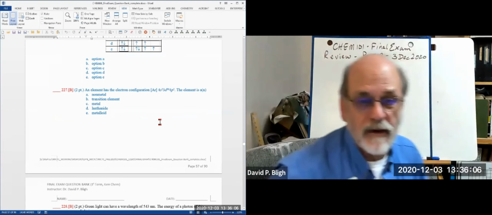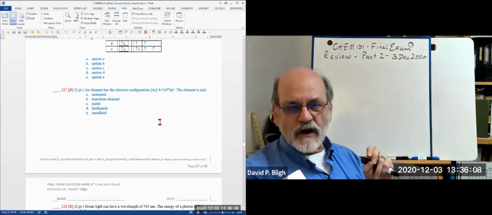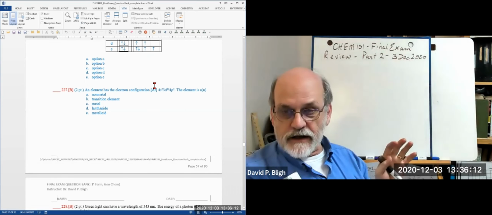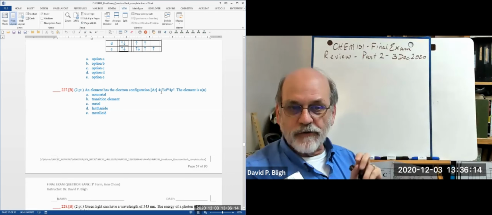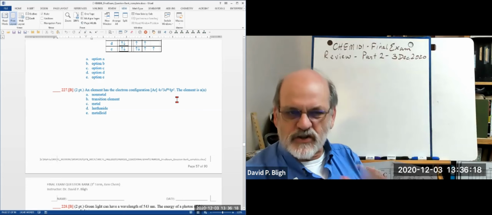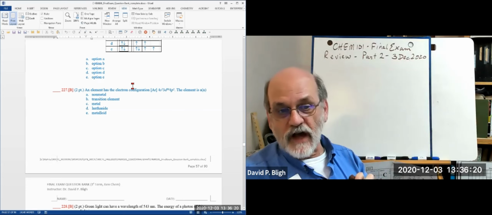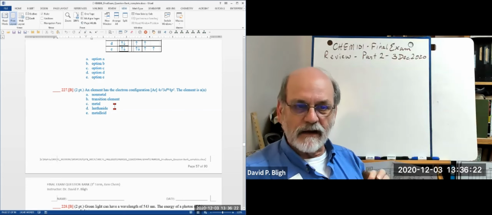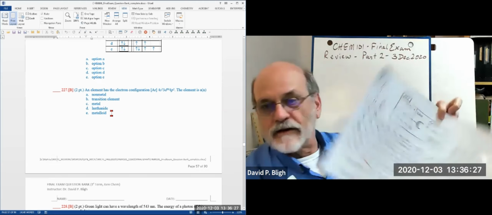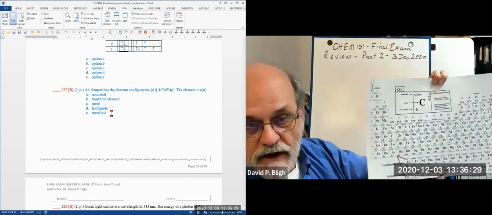Okay, we got another one. An element has the electron configuration, in shorthand, argon is the core, then we have 4s2, 3d10, 4p2. All right, so how do you find out whether it's a non-metal, transition element, metal, lanthanide, or metalloid? All right. So you take your periodic table and you say argon.